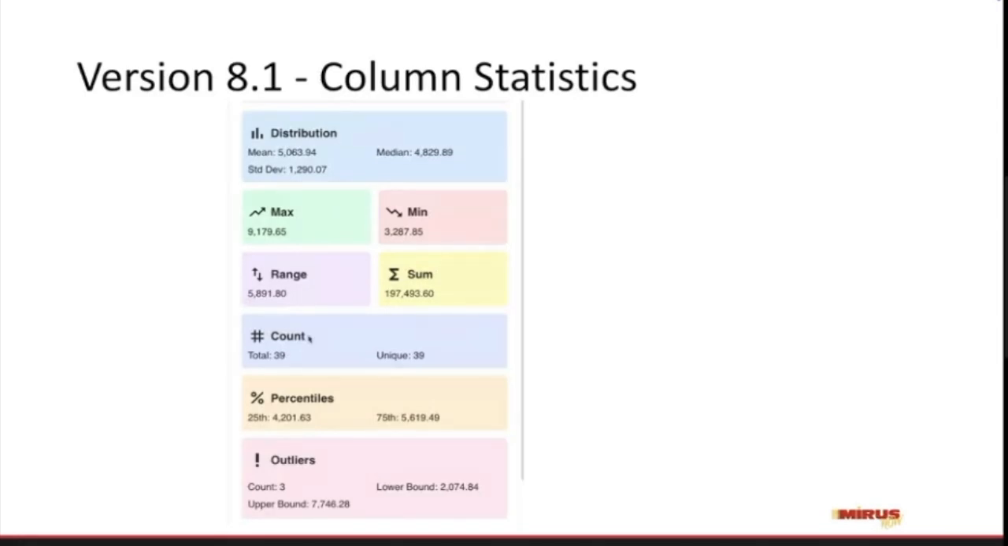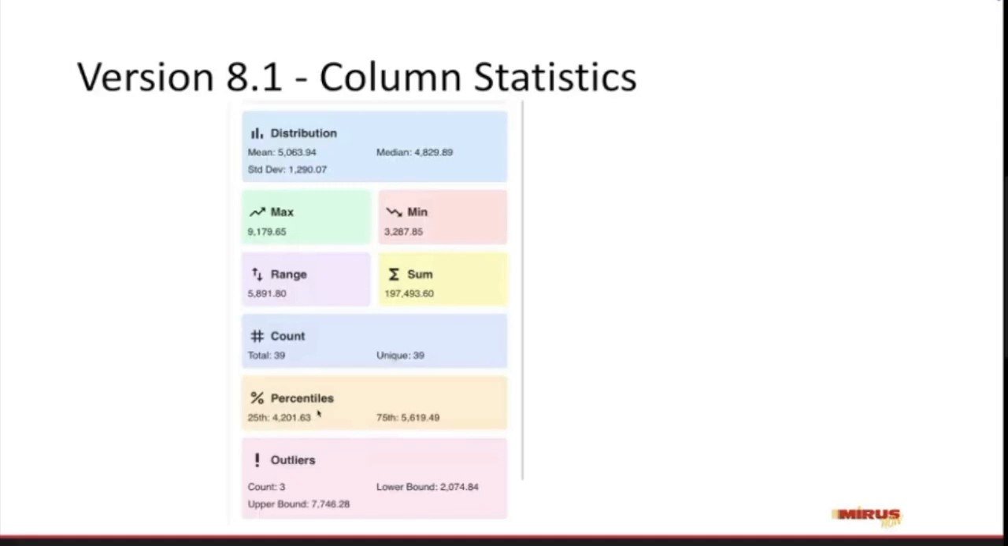Down here, we have the count. This is the count of values in your data set, or if you want to think about it as the rows, right? And then you have the total, and then you have the unique. The unique is the unique values within a data set. So I have 39 rows, they're all gross sales. So not one store has the exact same gross sales in my example, so I have a unique of 39.